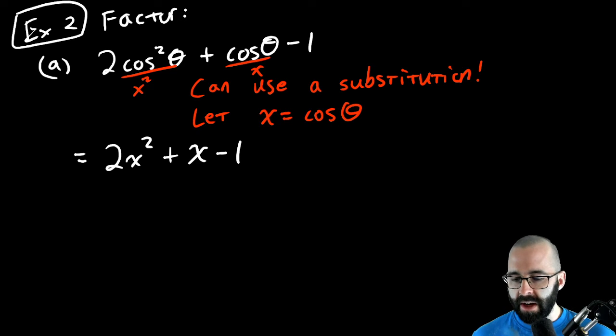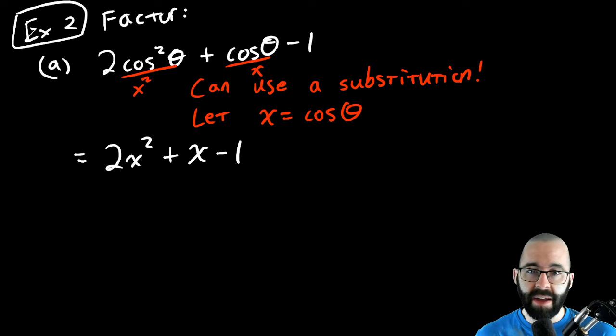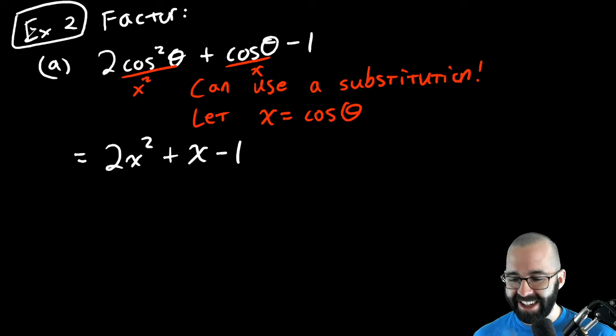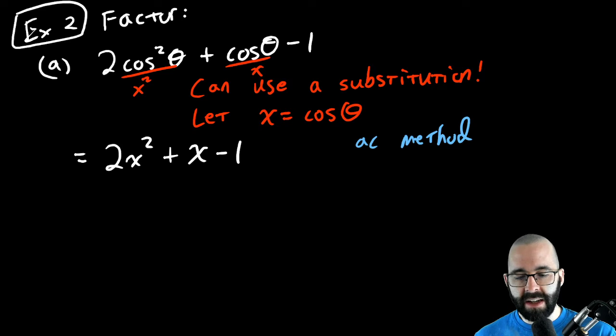Okay, so there are a couple of ways of doing this. One way of doing this is the AC method. That's a method I love. There's also the guess and check method. But I'm going to use the AC method because I know if I use the guess and check method on a video, I'm going to make a mistake. All right, so the AC method says we look for two numbers that multiply to a times c.